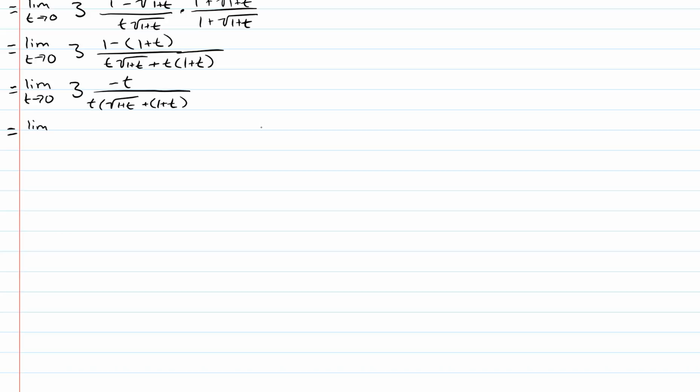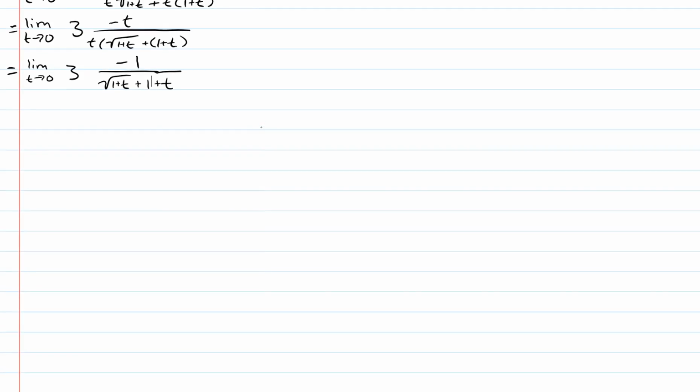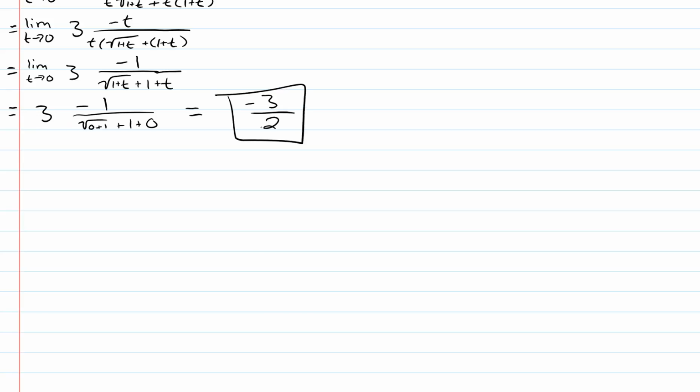So I'm going to get the limit as t goes to 0 of 3 times negative 1 on top, and then the square root of 1 plus t plus 1 plus t on the bottom. All right? Last thing I do, I think I'm safe. I can start plugging stuff in now. I get 3, have the negative 1 on top, square root of 0 plus 1 plus 1 plus 0. And so that's going to give me negative 3 over 2, which is my final answer.